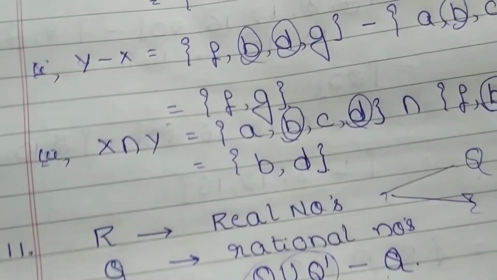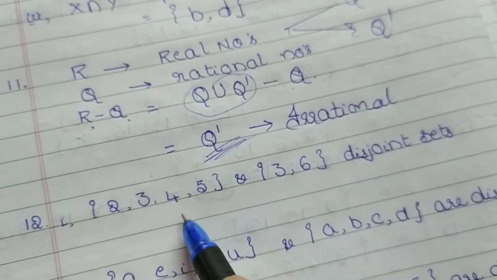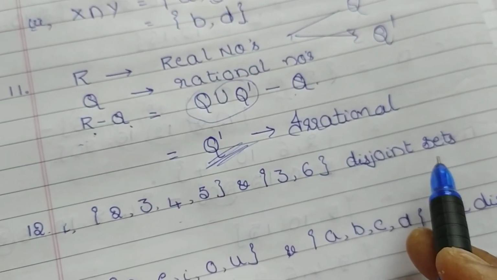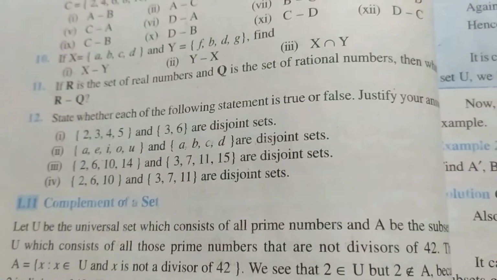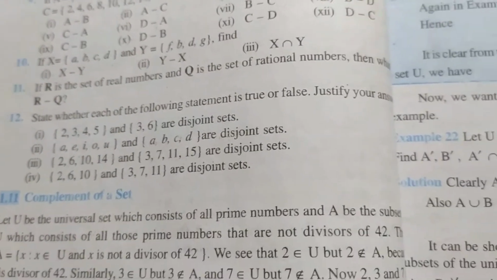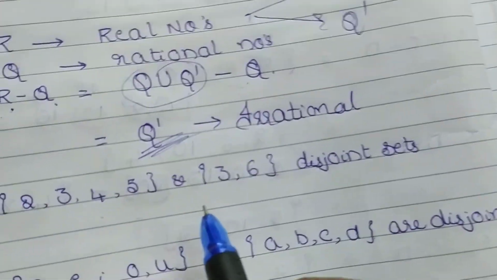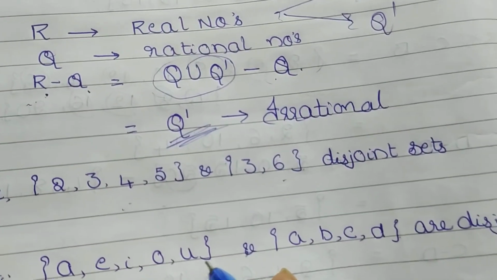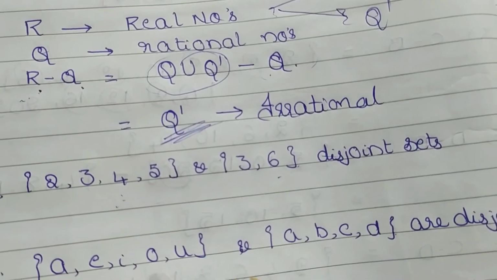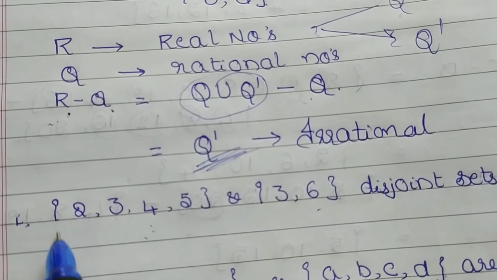Okay. Now the 12th one. Coming to the 12th one, the question says: state whether each of the following statements is true or false. Justify your answers. They gave the statements, and we have to find out whether each is true or not. They gave that these two sets are disjoint. We can say that two sets are disjoint if there is no element in common. So first we will find the intersection of both the sets.